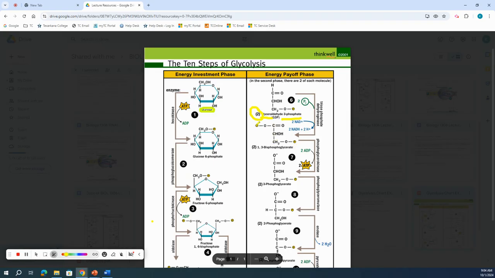But I have a phosphate on carbon number 1 and a phosphate on carbon number 3. And so there's your name right there. Once again, there's 2 of those. Okay, so your names are written by that number 2.